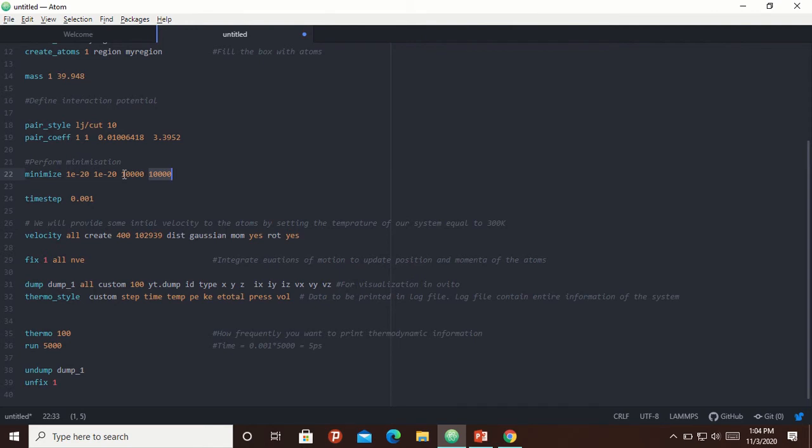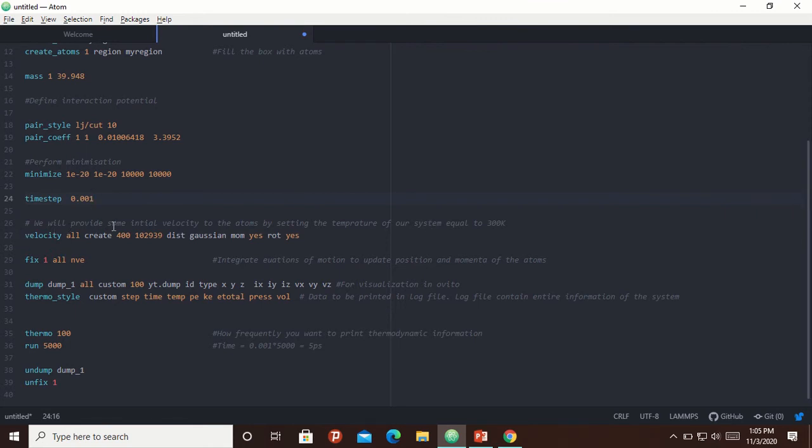Also the minimization will stop when the iterations will be equal to 10,000, automatically the minimization will stop. So these are some criteria for minimization to stop. Now this is a time step, this is 0.001. I will tell you the use of this later in this input script.